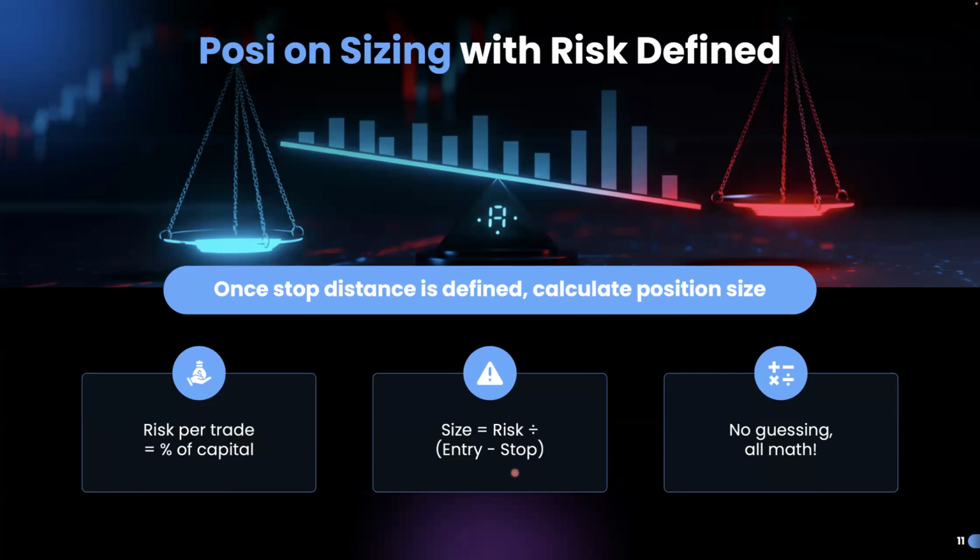So the risk per trade equals a percent of capital. All right. Then we're going to get our size, which is going to be our risk divided by our entry minus our stop. That's how we're going to get the size of what we're doing. Okay, so it's no guessing, it's all math.